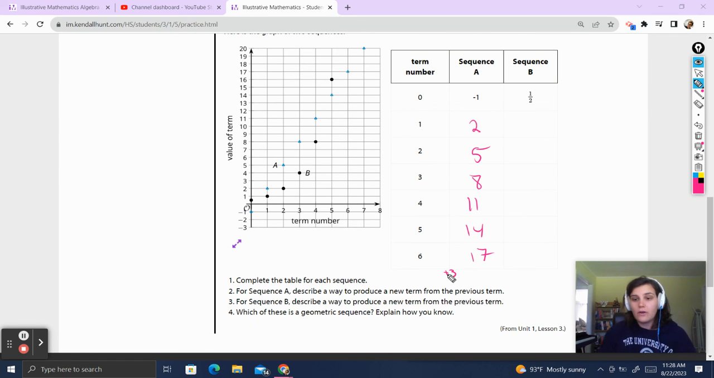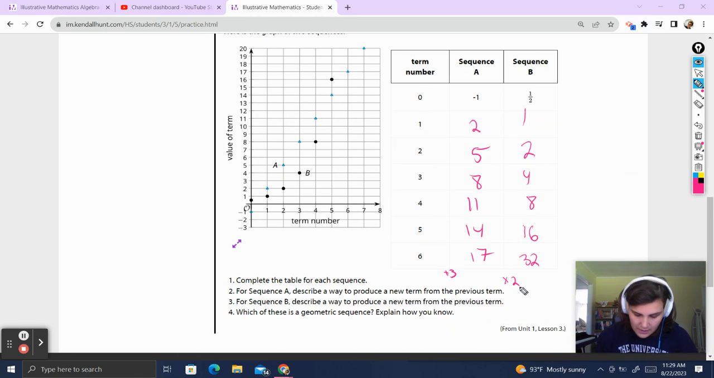So I'm just going to put a note of that because when I see a pattern, I like to take note of it. Now, sequence B, we start at 1/2. We go to 1, then to 2, then to 4, 8, and 16. Wait, I missed one? No, 16 is the 5th. And I think the next one's going to be 32. Why is that? Because I see that we're multiplying by 2 for each one.